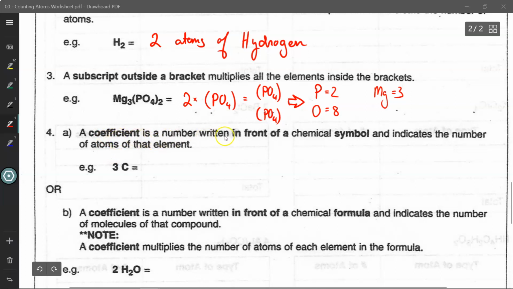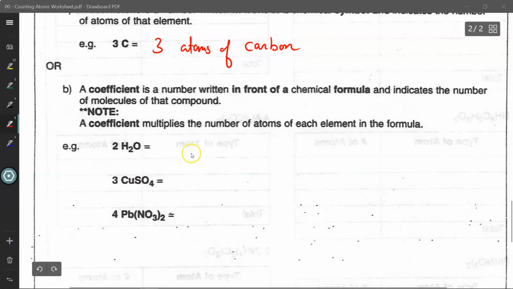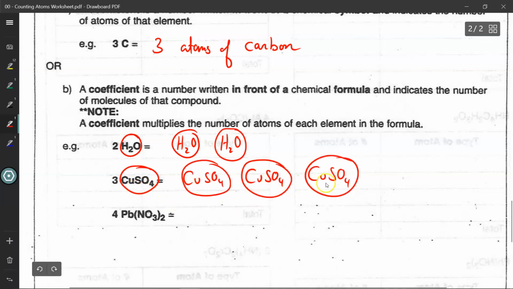All right, so this number is in front of the chemical symbol and indicates the number of atoms of that element. So we have 3 atoms of carbon. But more importantly to us, a coefficient also multiplies the number of atoms of each element in the entire formula. So this is saying we have 2 water molecules, H2O, H2O. While this one's saying we have 3 copper sulfates, so 3 of these CuSO4s.